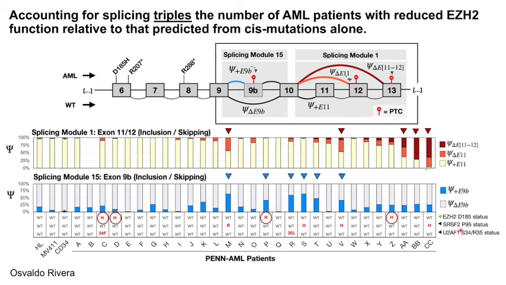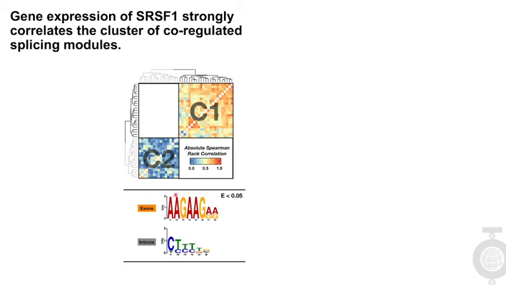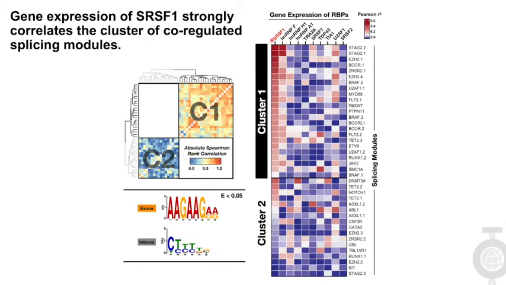Since we don't observe any known AML mutations that correlate with the EZH2 exon 11 and 12 skipping or any of the other correlated events in cluster C1, we asked if we could leverage the apparent co-regulation of these events to predict regulatory mechanisms. We know that splicing is regulated by RNA binding proteins binding to select sequence regulatory elements in the RNA. When we look at sequences around the junctions involving these splicing modules, we find an enrichment for polypurine motifs.